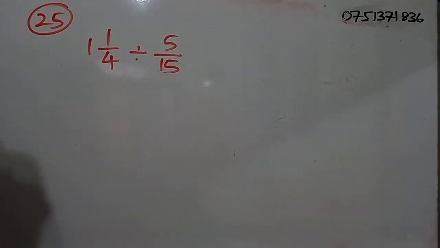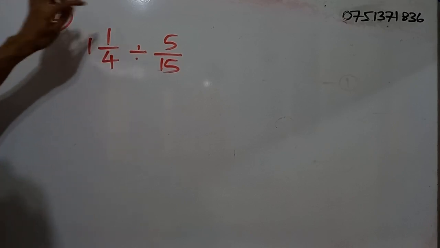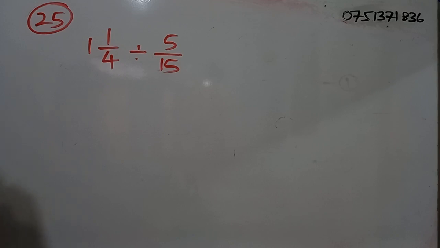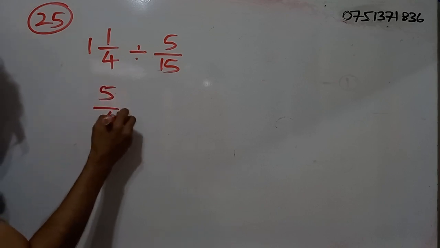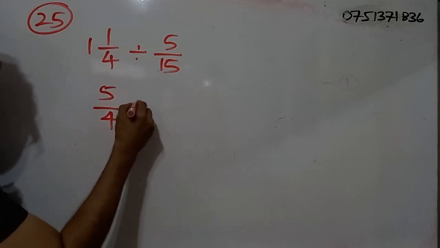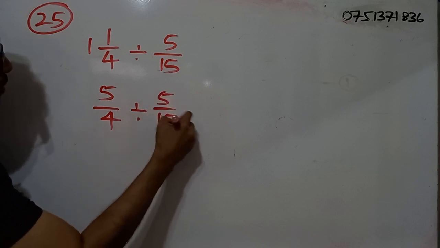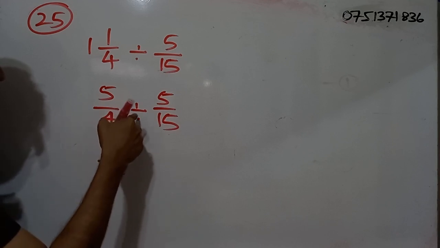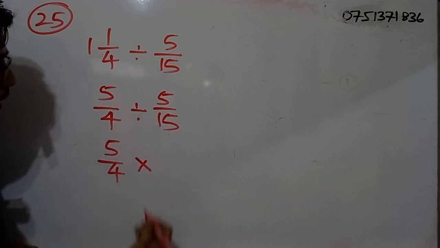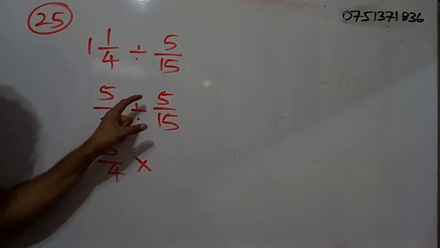Right, question number 25. So we have been given 2 fractions to simplify. Okay, so first of all we have a mixed number. So we have to convert that mixed number into an improper fraction. So the numerator will be 5 and the denominator will be 4. Divided by 5 by 15. Then 5 by 4. We convert this division into a multiplication.